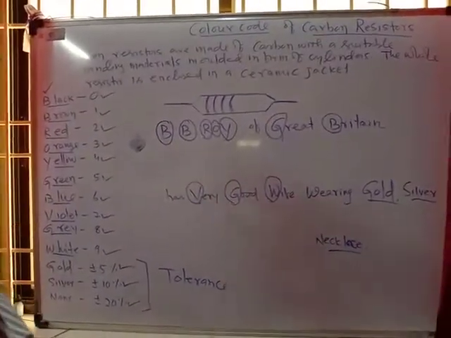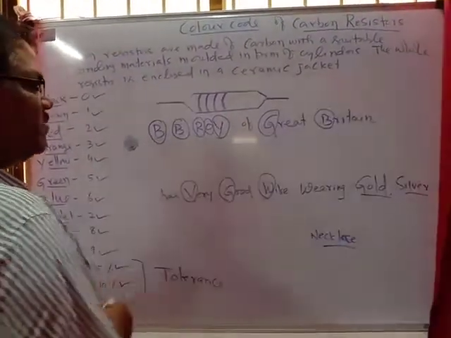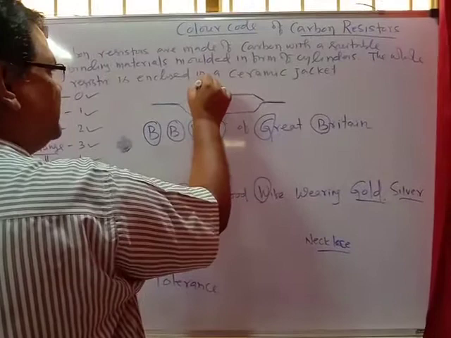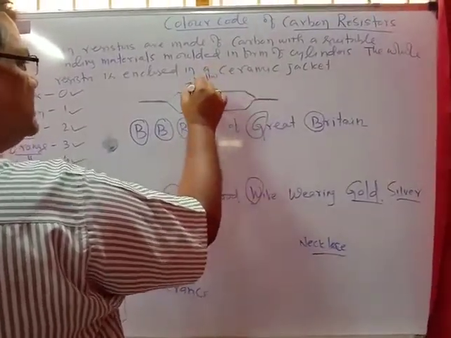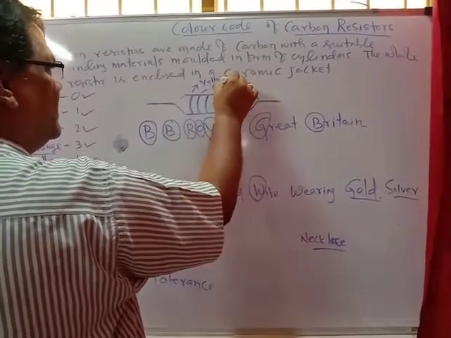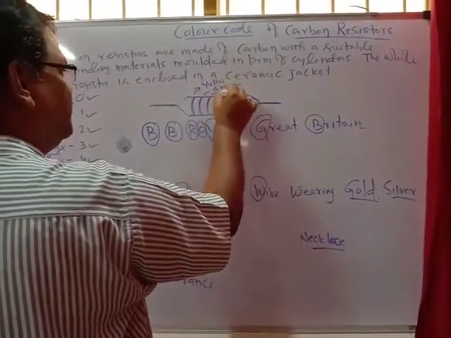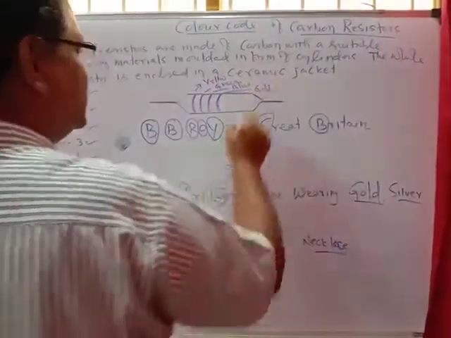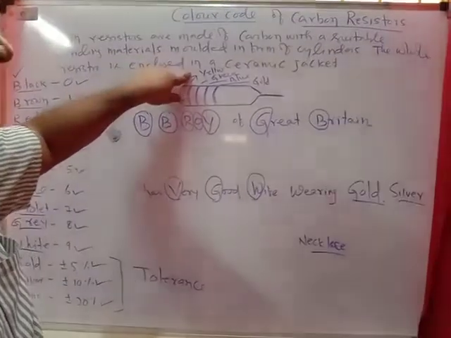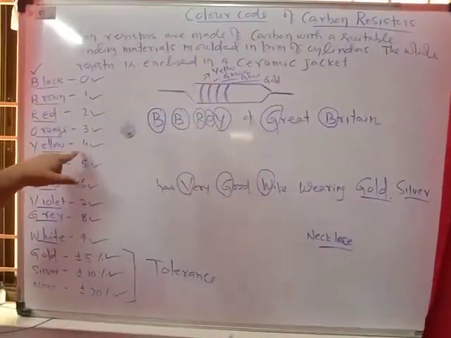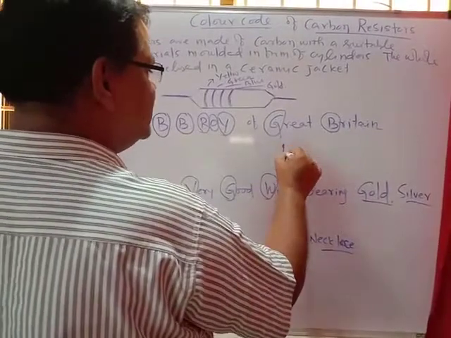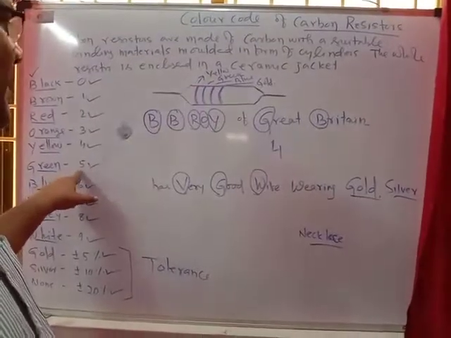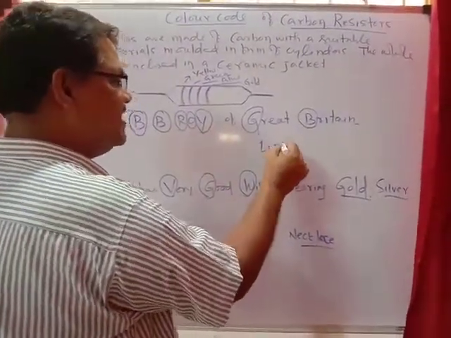Suppose for example the first color is yellow, the second color is green, the third color is blue, and the fourth color is gold. The first color indicates the first digit. The code of yellow is 4, so the first digit is 4. The second color indicates the second digit: green is 5, so the second digit is 5.